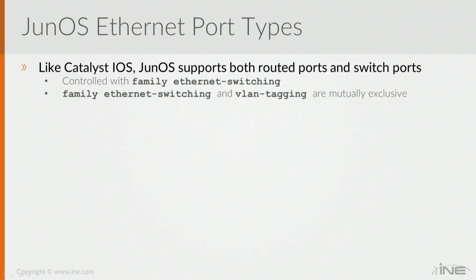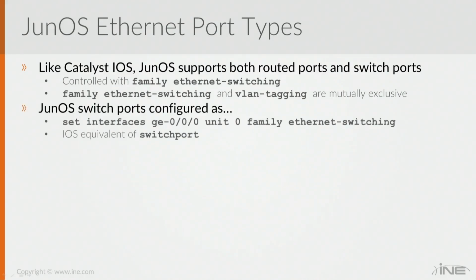Those are mutually exclusive. And where we would see that error is when you go to commit the config, then it checks to see whether it's actually a valid setup or not. So if the port is configured with the family Ethernet switching, this is the equivalent of saying it's going to be a layer 2 interface. It's going to be a layer 2 switch port.